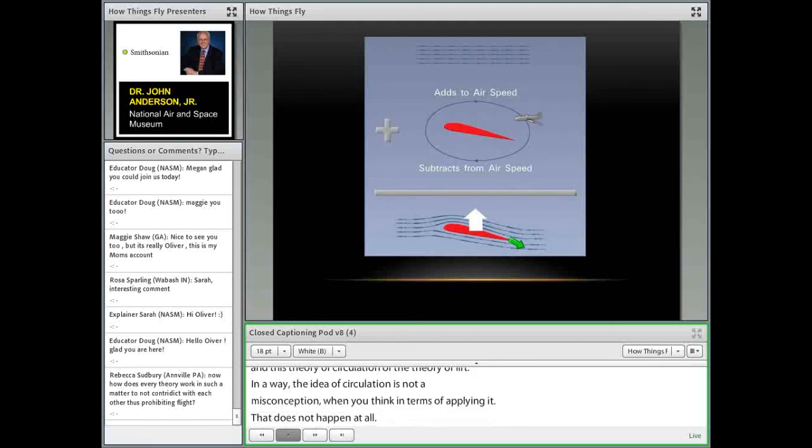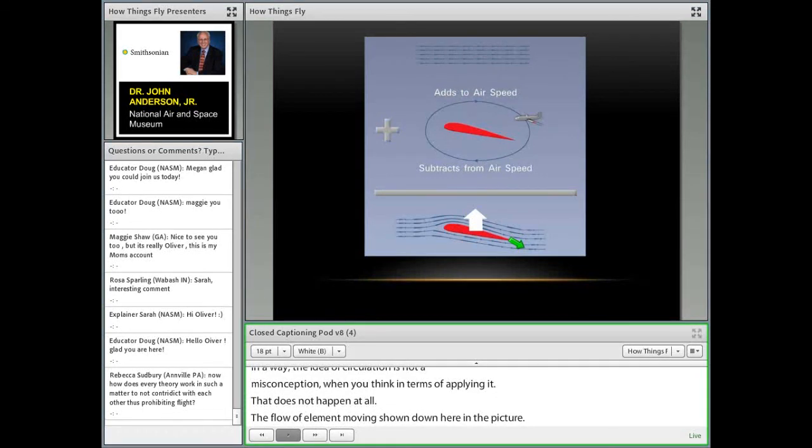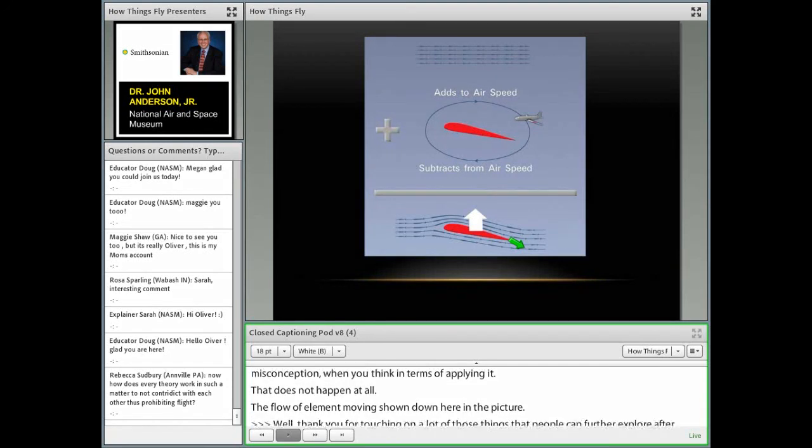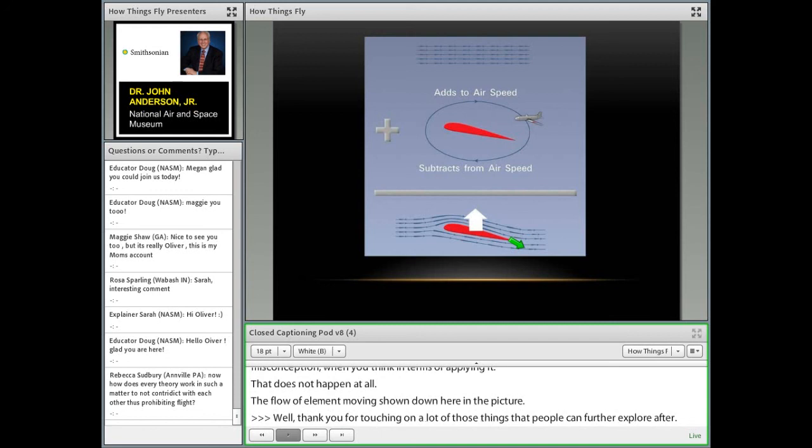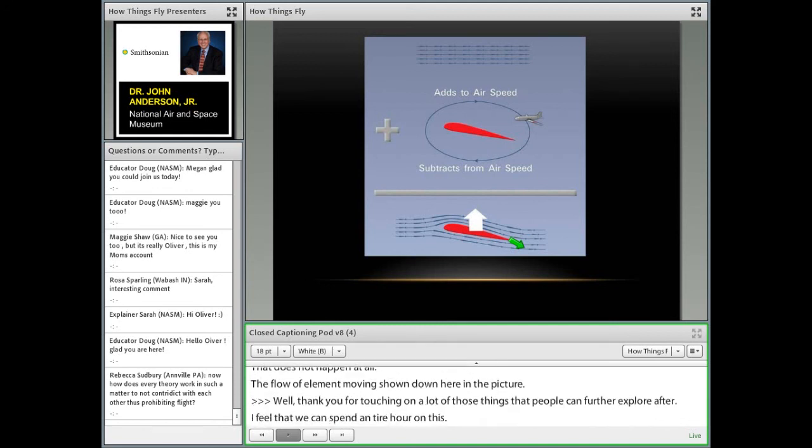Well, thank you for touching on a lot of those things that people can further explore after. I feel like we could spend an entire hour just breaking this down. Absolutely. But some of those words were used for the aeronautical engineers listening in, so we have to be legal in terms of the aeronautical engineering. Well, thank you. Okay, thanks, Dr.